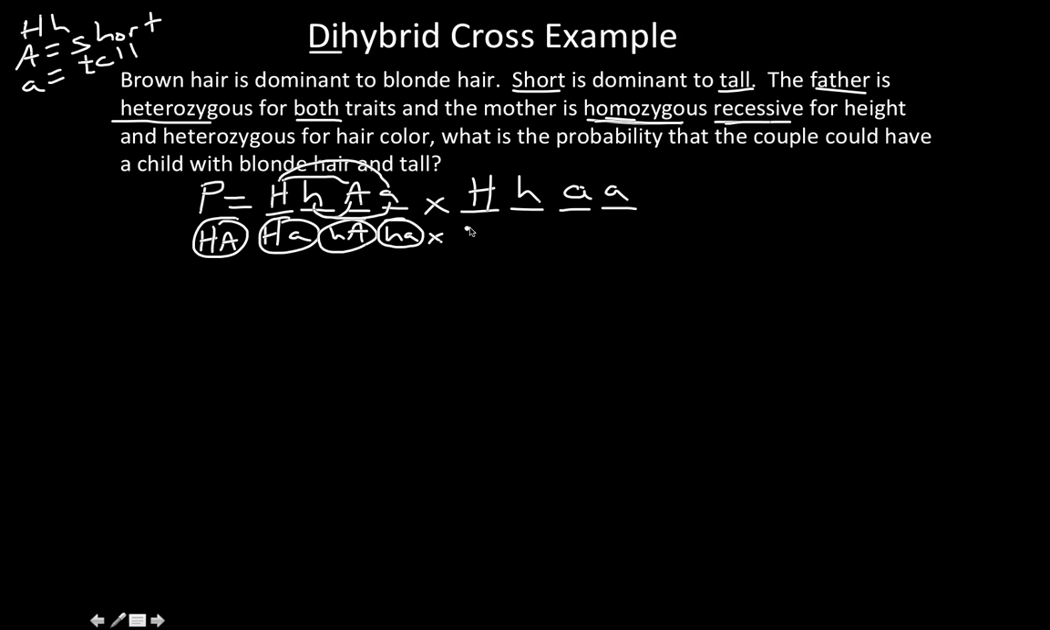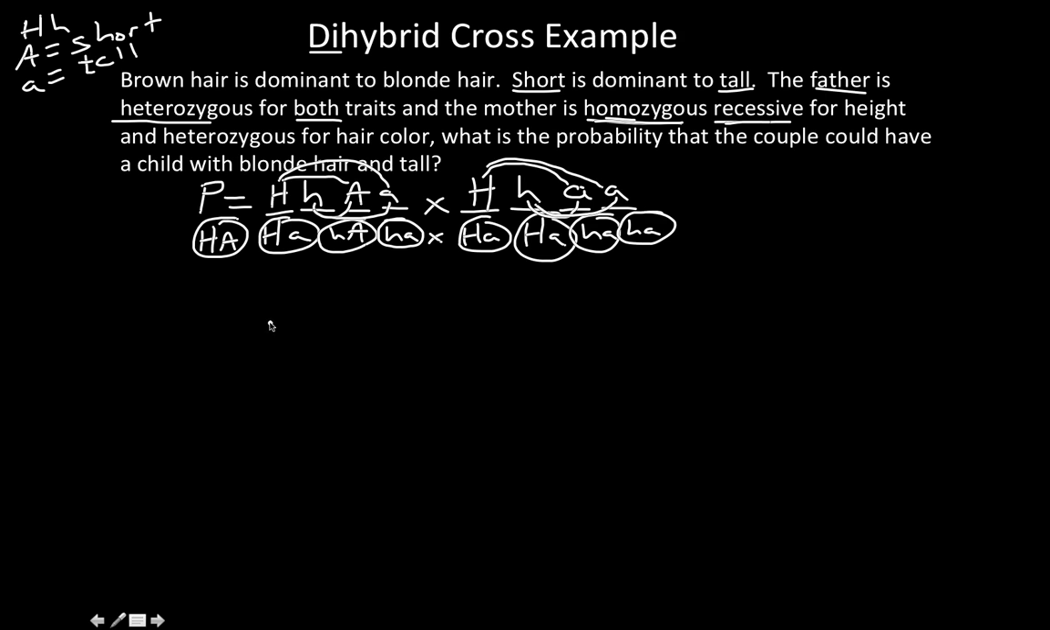Let's figure them out for mom. So again, these two can't go together due to Mendel's law of segregation, as these two can't. But the big H with that little a, or with that one. Small h with that small a, and this and that. So now we got our gametes taken care of for both parents.